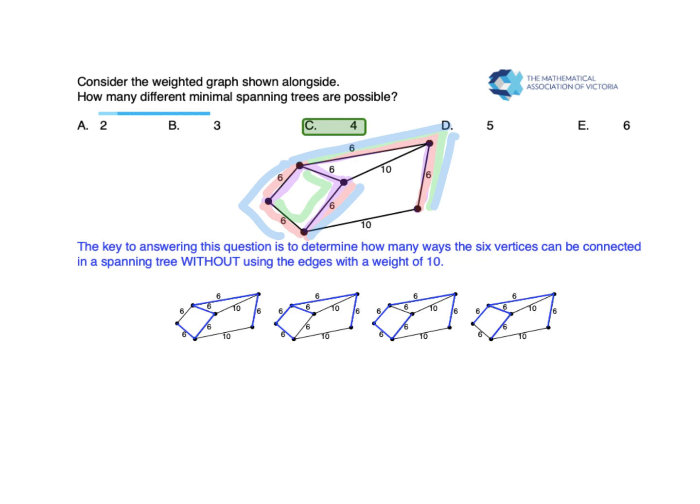Oh, they've drawn them down below. Sorry, I've put the answers there. Good work. So the key to answering this question is to determine how many ways the 6 vertices can be connected in a spanning tree without using the edge of 10. So there were the 4 options, and I've listed them below, but I was giving it a go.